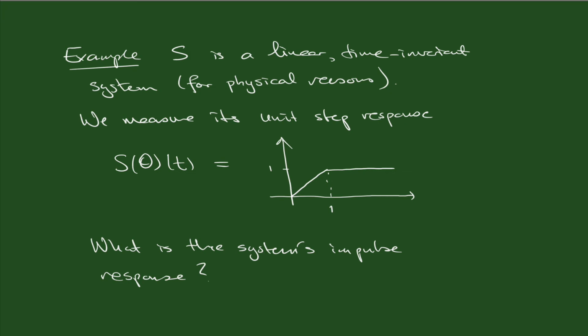So how can we use this information to compute the system's impulse response? Well, actually, it's not as difficult as you might imagine. All we have to do is use linearity and time invariance of the system. Let's see how it's done.